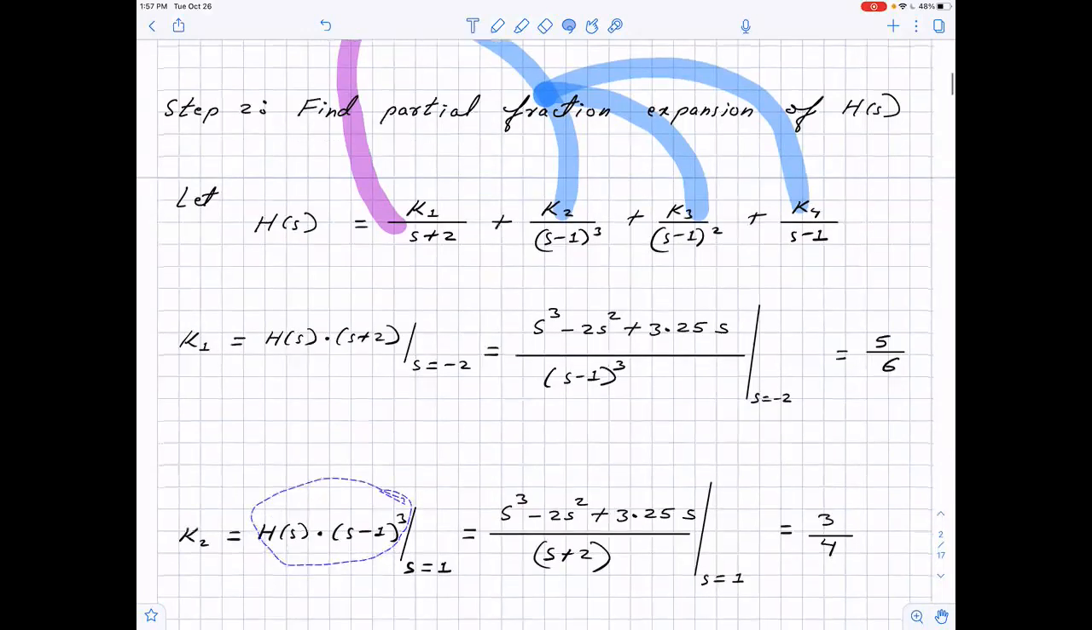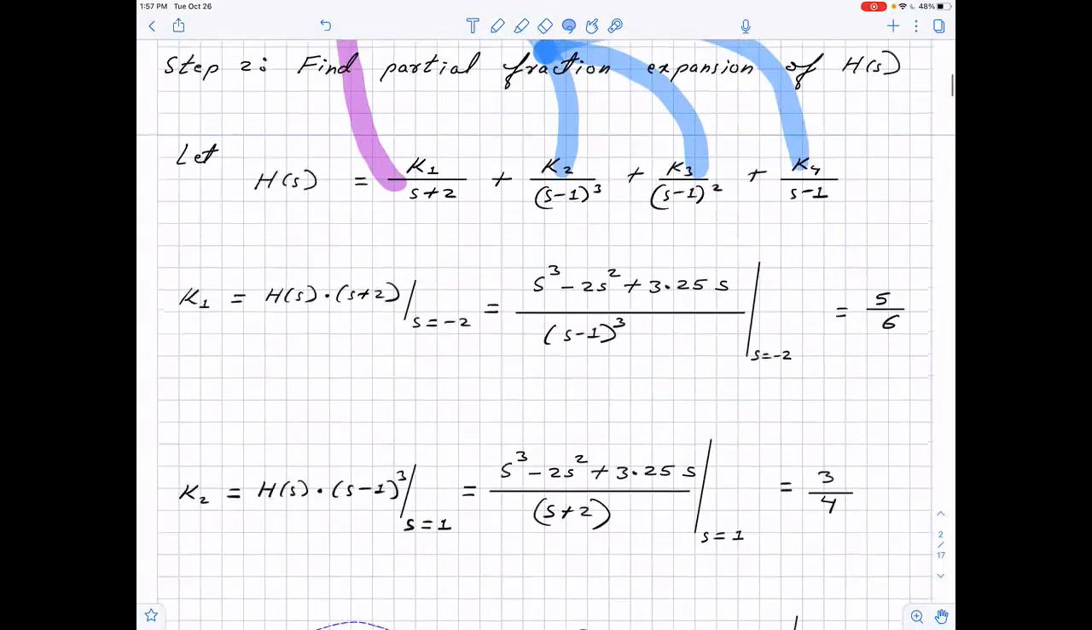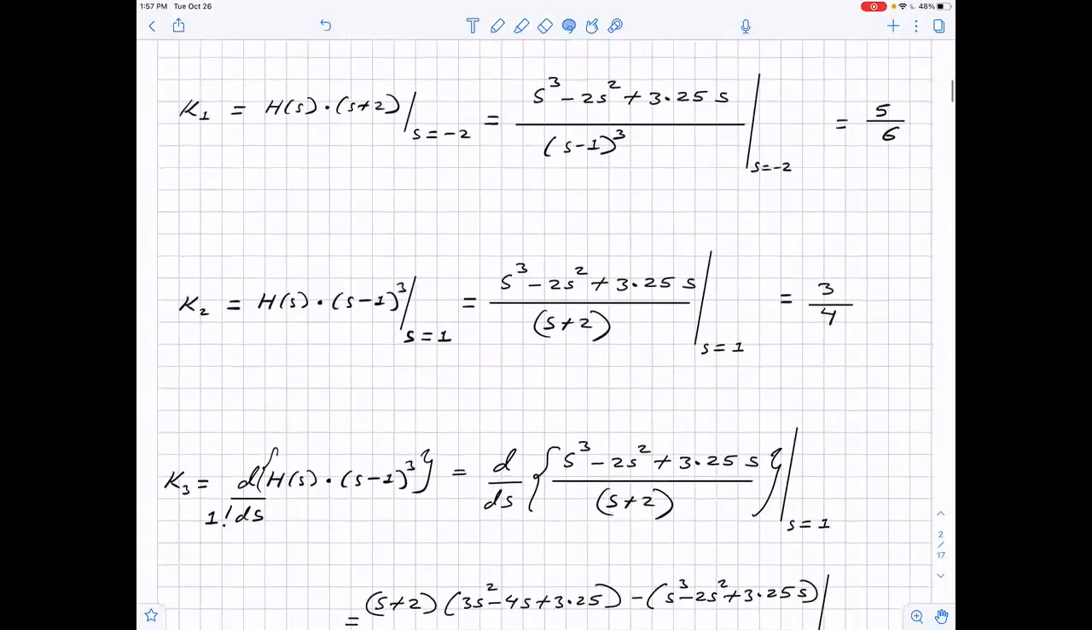Okay, so let's see how we do that. For k3, again, we take H(s) multiplied by (s - 1)^3. Although the factor associated with k3 is only (s - 1)^2, we still have to multiply by the maximum power of (s - 1), which is 3. And then we differentiate this with respect to s, and we also have a factorial in the denominator.